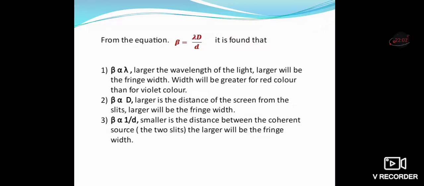So, these three aspects you have to remember with the help of this. And this is a very important derivation. Surely you will get it for 5 marks.